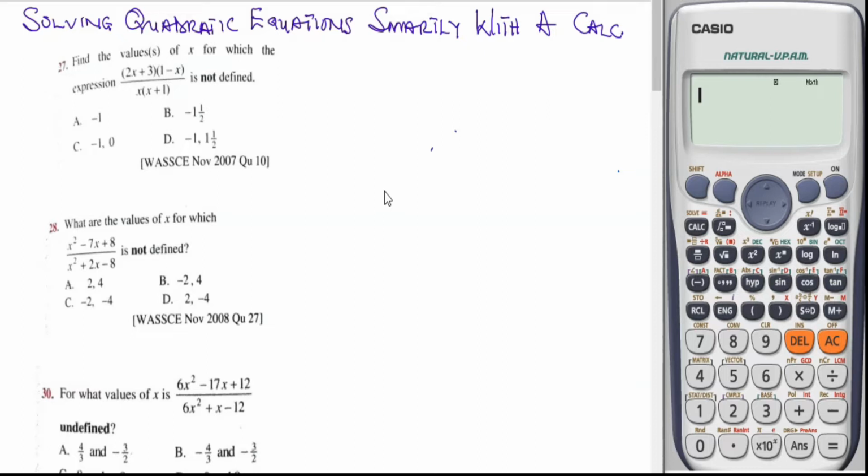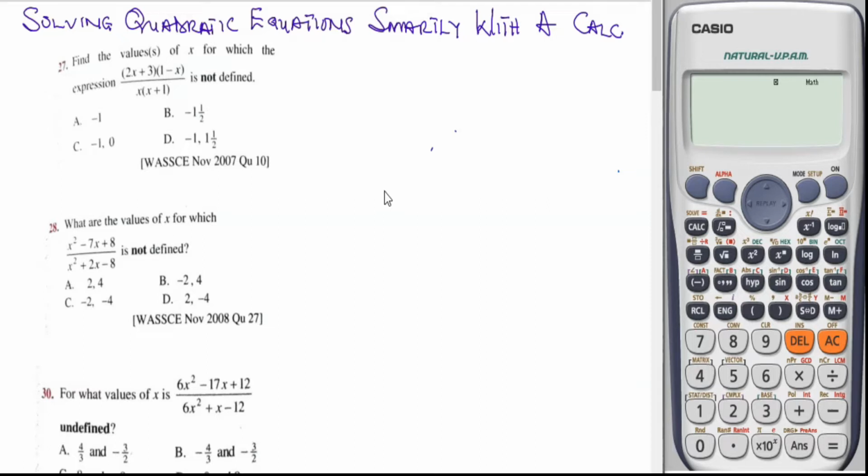Now in today's episode, we are going to learn how to use the calculator to solve quadratic equations smartly. Most of these calculators can be used to solve quadratic equation in section A most of the time. So we are going to use our WASSCE questions as sample questions for this lesson.